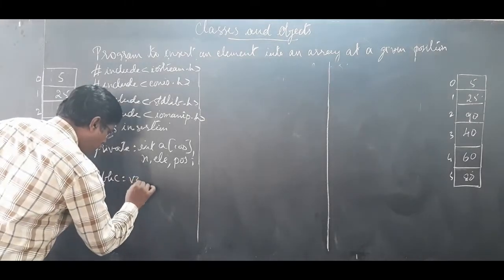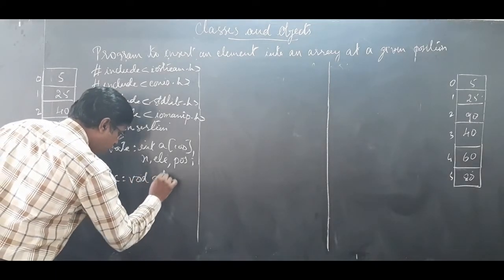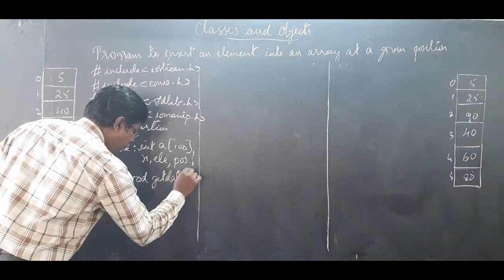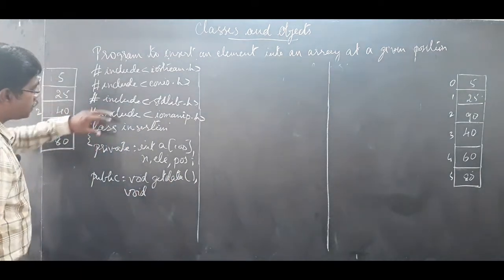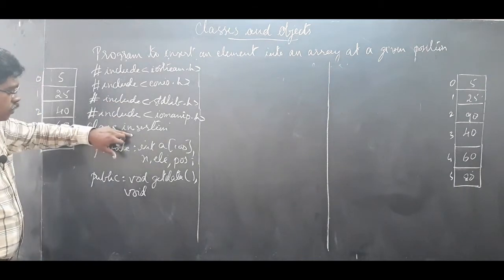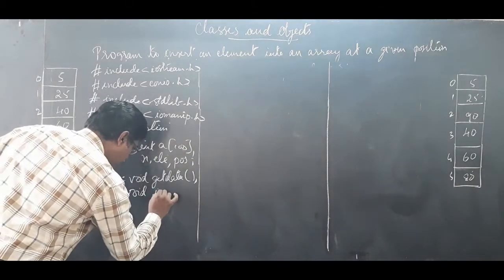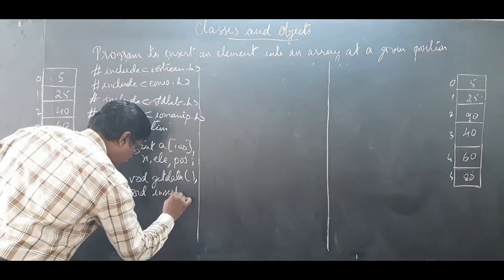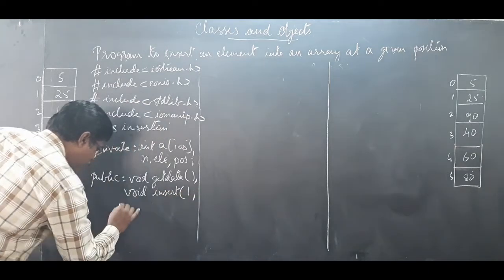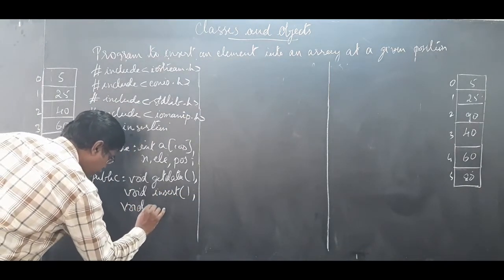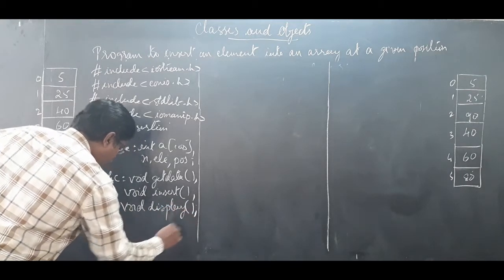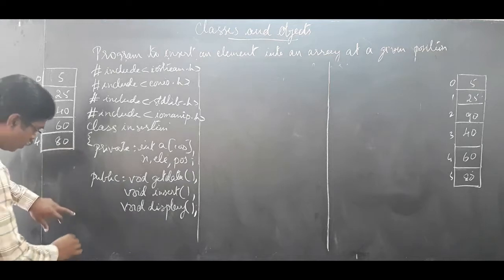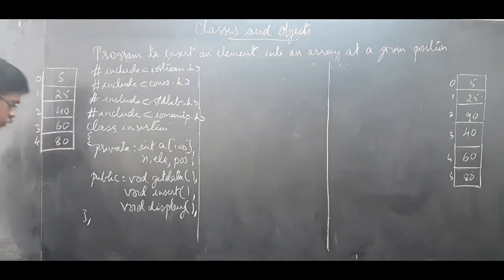So I take void getData, then void insert, since I have taken insertion, because we are going to insert an element into an array. Then void display, semicolon, then I close the class with a semicolon.